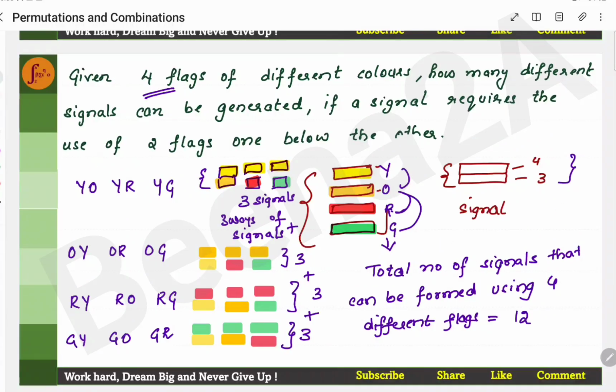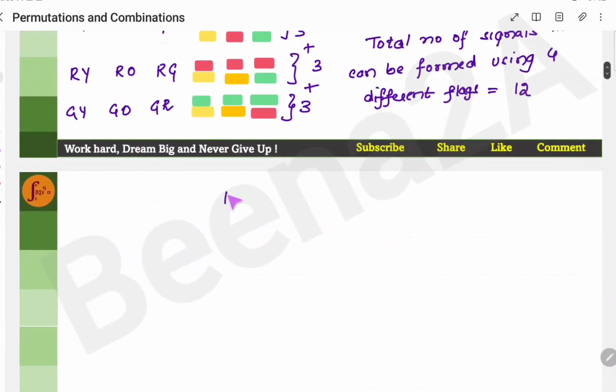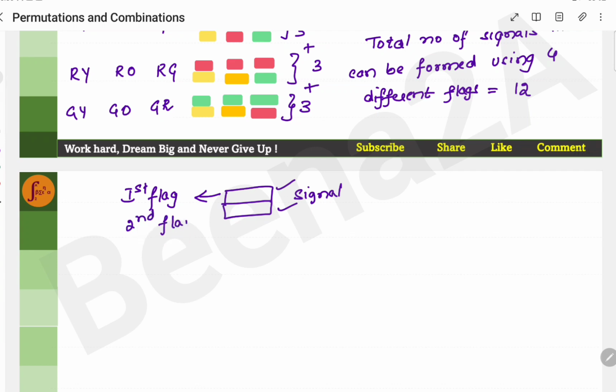Now I'll use the multiplication principle. So simple. I need two flags for a signal. I need to first get the first flag, then the second flag. Forming the first flag is one event, and forming the second flag is another event. Two events. Now, how many ways? I have four flags, so I can choose any of the four. Four ways.